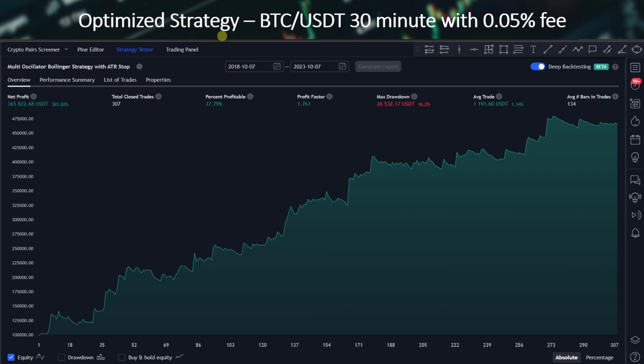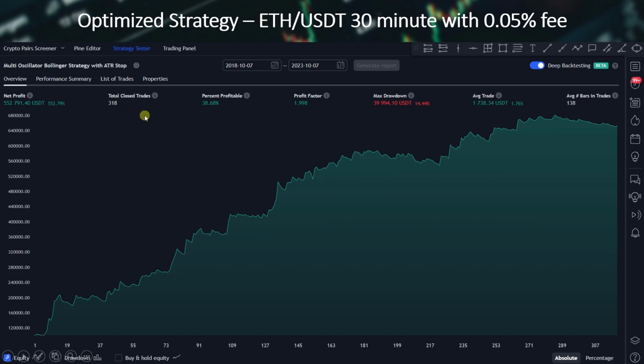Now taking a look at the optimized version of this strategy for Bitcoin and Ethereum, here's the 5-year backtest on BTC USDT 30-minute chart. The strategy took 307 trades, generated 365% net profit with 1.761 profit factor and a 16% maximum drawdown. The equity curve is steadily uptrending until the middle, but the rate of growth slows down in the second half. On Ethereum, the same optimized strategy generated over 550% net profit with around a 2 profit factor in only 318 trades. The maximum drawdown was 14.44%.